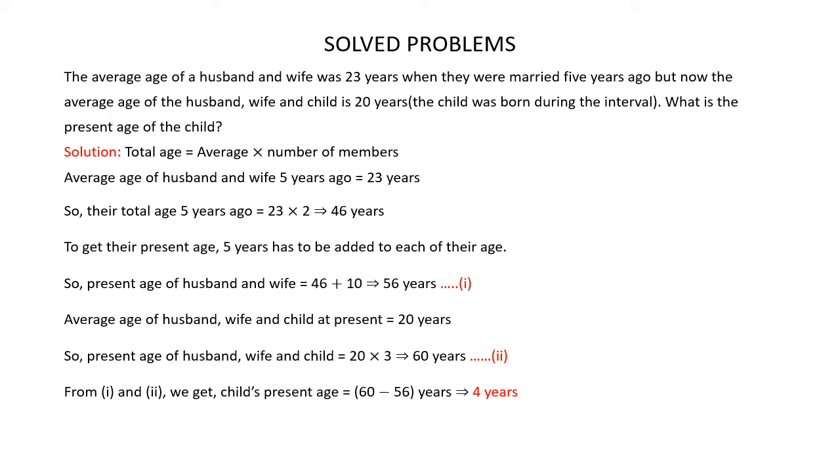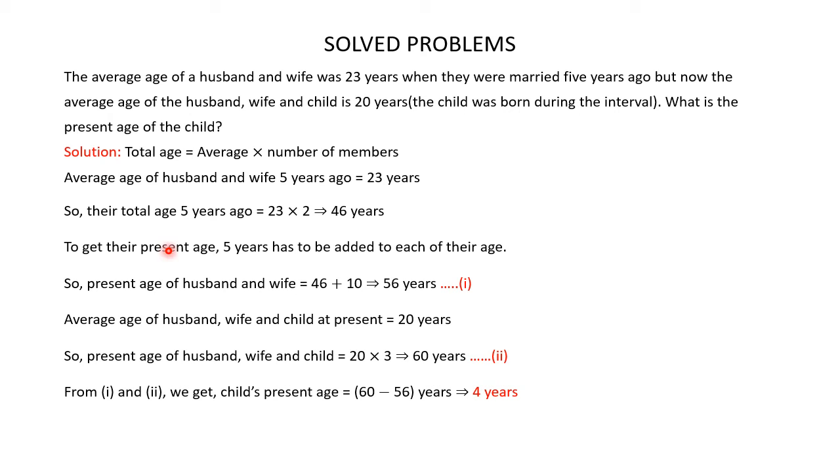Now you know that the total age is equal to average multiplied by number of members. It's given that the average age of husband and wife 5 years ago was 23 years. So their total age 5 years ago is equal to their average age 5 years ago multiplied by the number of members, which is 2 here. So 23 multiplied by 2 is 46 years. So their total age 5 years ago was 46 years.